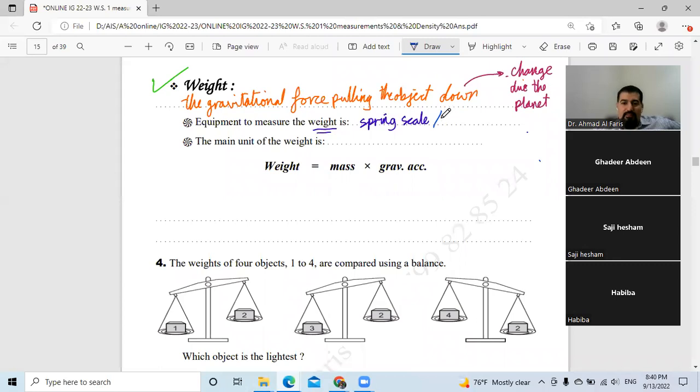Newton meter, bravo, Newton meter, because the unit of the force is a Newton.